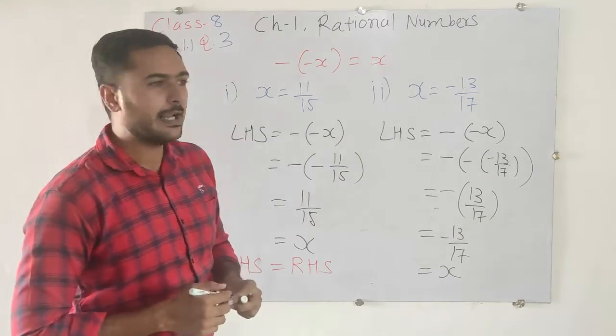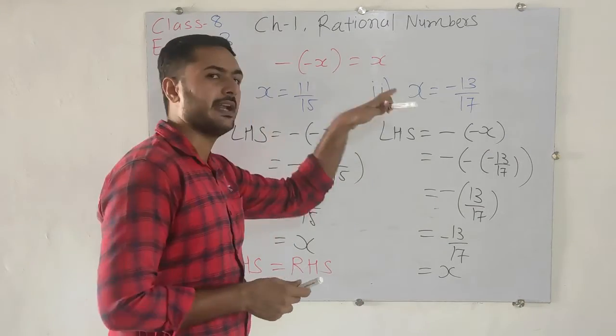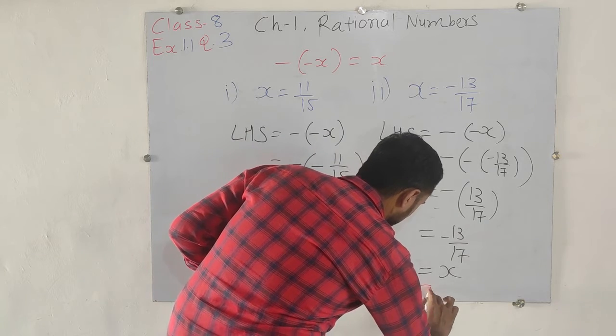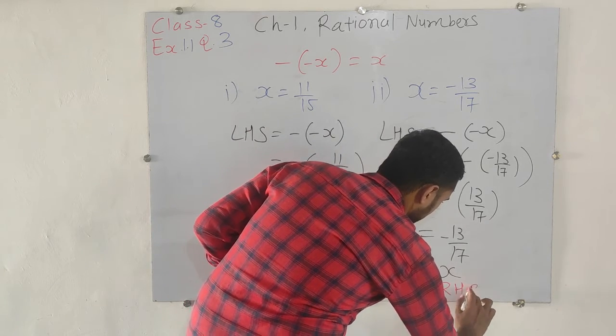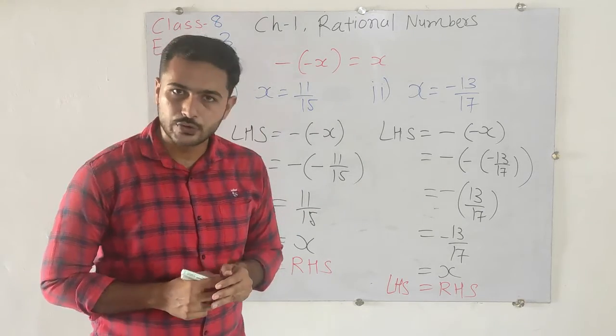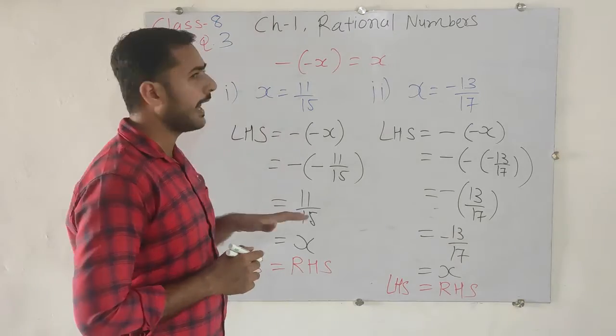So from the left hand side, we prove the right hand side. It means I can write that LHS is equal to RHS. Okay. Hence, we prove the required result. Now, just pause the video and note it down.